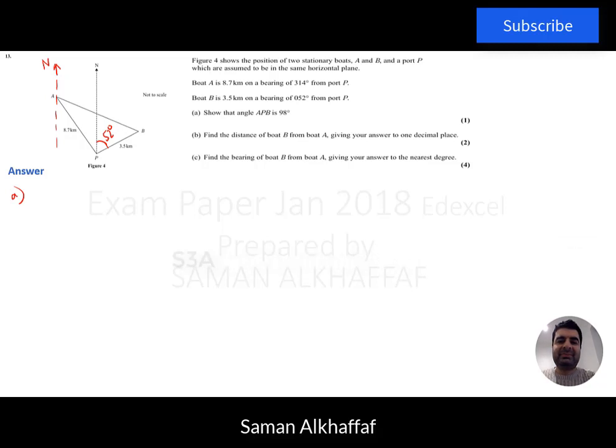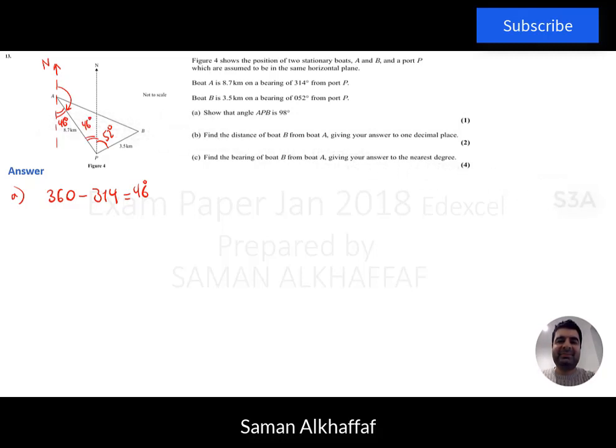We can see we're given the bearing of 314 degrees from port P. So in this scenario, for point A, we have to consider finding this angle, and also finding the bearing, which will be 360 taken away from 314, which will give us 46 degrees, which is this angle here. So this will be the bearing, and this will give us this angle here, which is 46 degrees.